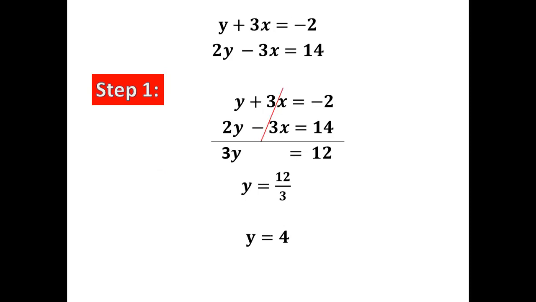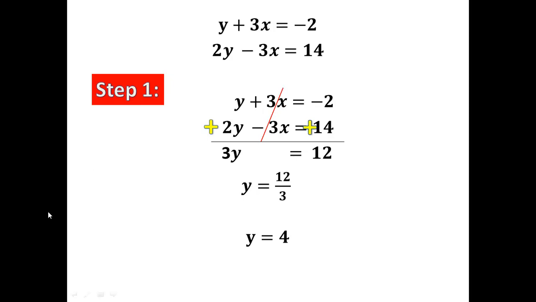Now I hope this part you must have got right. It's not a difficult one. So you will cross out plus 3x minus 3x and you will add the remaining. So y plus 2y is 3y, minus 2 plus 14 is plus 12. So y is going to be equal to 4.